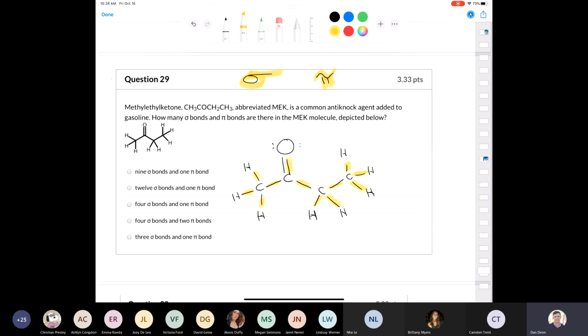Anything after a sigma is a pi bond. Oops, I didn't mean to use that. I wanted to use green, like that. Okay, so this is a pi bond, like that. Anything after a sigma is a pi.